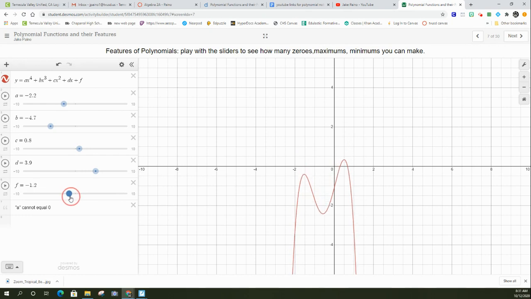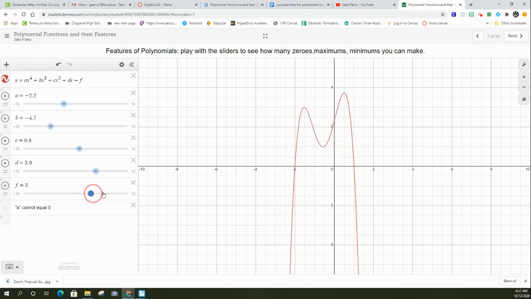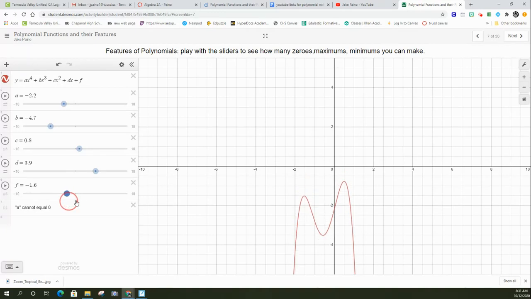Here I have 3. Here I have 1. If I could get it there. Close enough. And then if I wanted just 2 x-intercepts, so I could get no x-intercepts, right? I could get 2 x-intercepts. All right. I could get 1 x-intercept. All right. I could get 3 x-intercepts. So there's a lot. I could get 0 through 4.